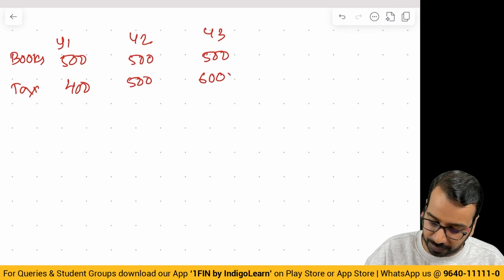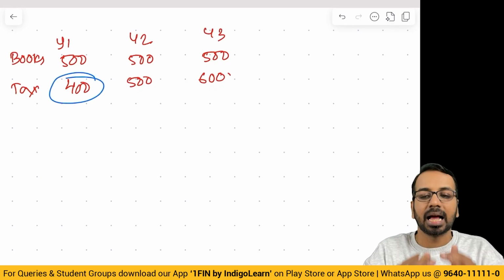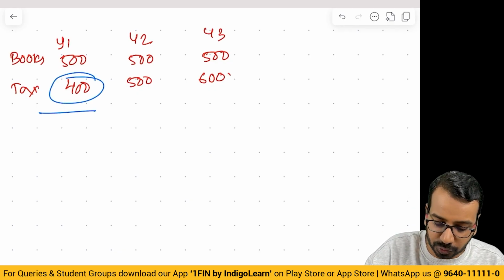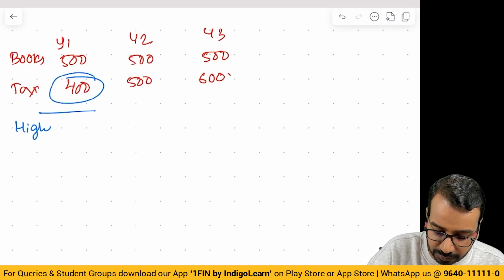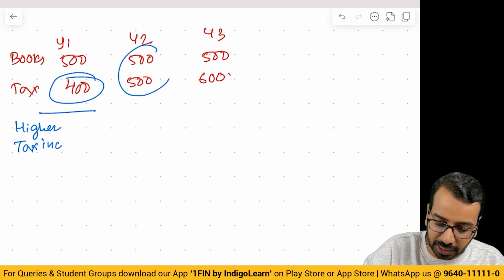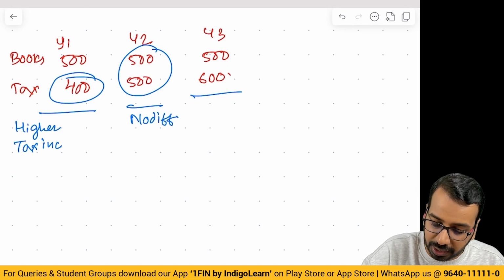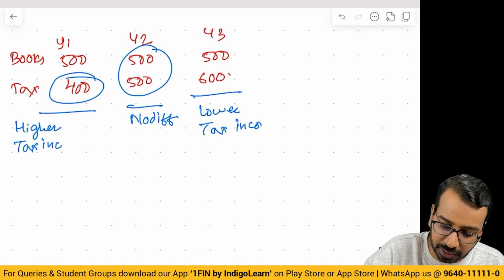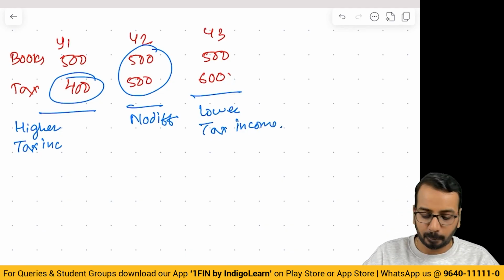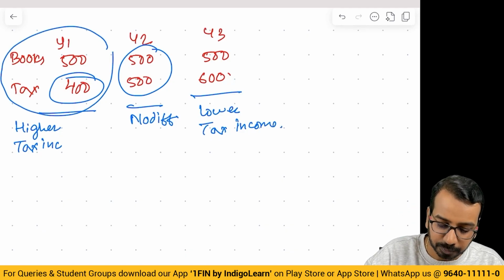So in year 1, what has happened is, income tax says, I will give you lower deduction. So this resulted in higher taxable income. Here, there is no difference. In the 3rd year, it became lower taxable income. Now, think of it. There is a difference.